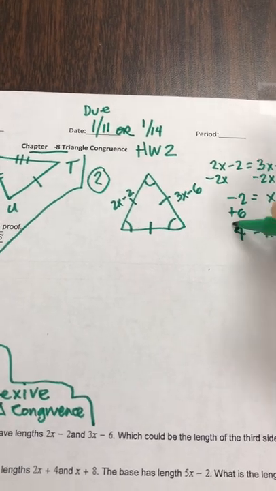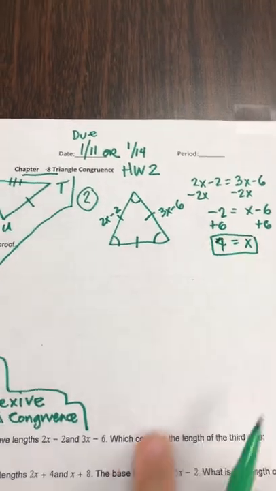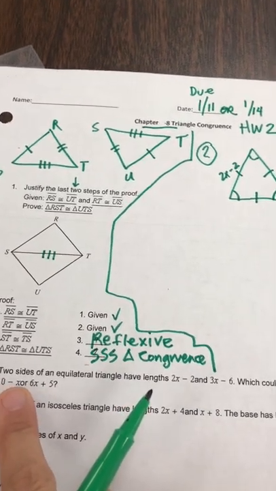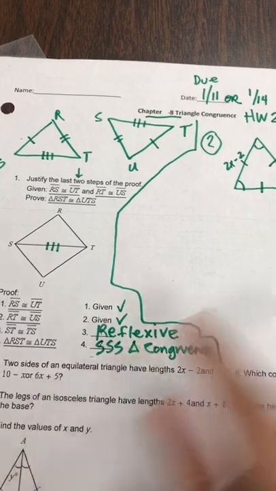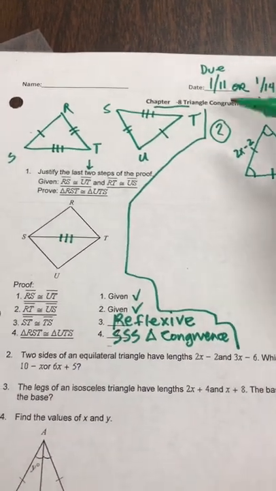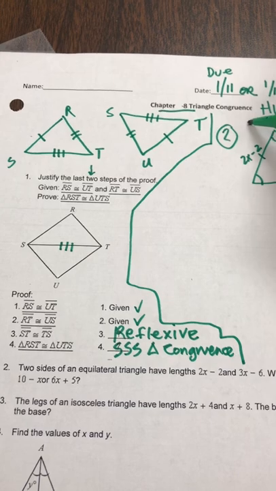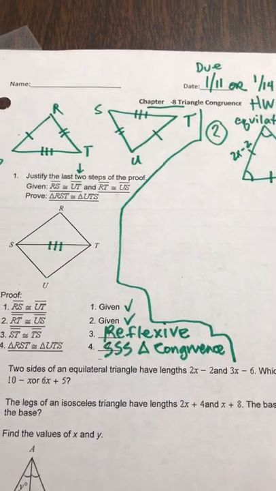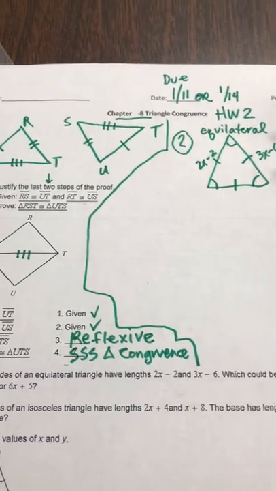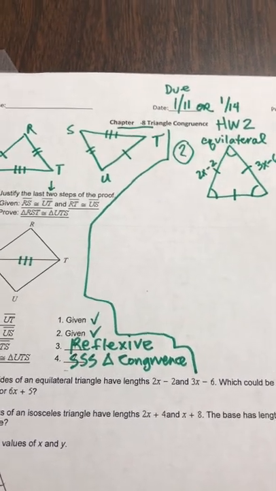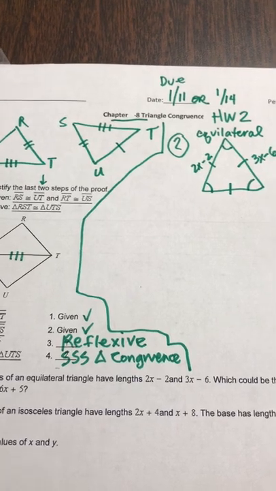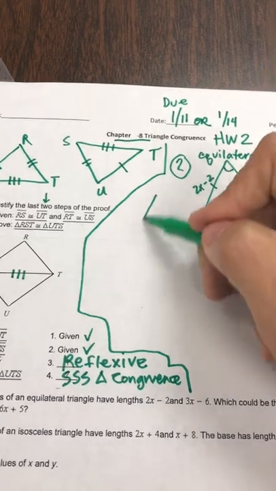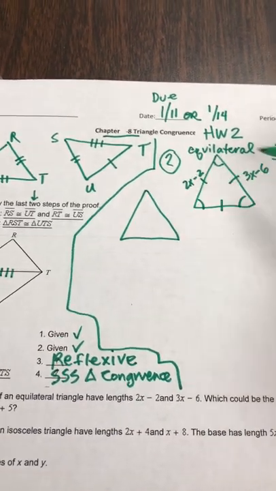Okay, so I get x is equal to 4. Now they're asking, what could be the length of the third side? Either 10 minus x or 6x plus 5. So when I look at that, I say to myself, well, they did say this word equilateral. So that must mean all three sides have to be equal. So if x is in fact 4, which we solved for, then we should be able to plug this back in and solve for this side length.